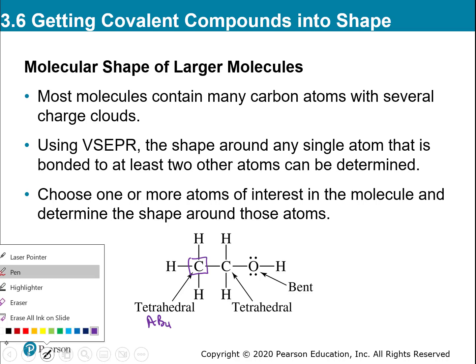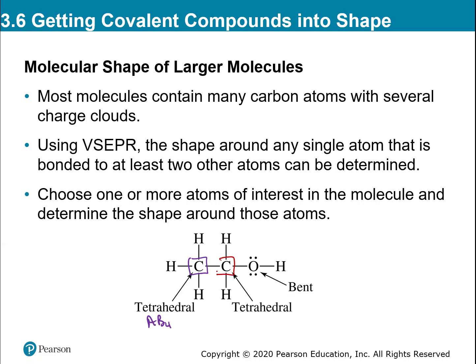But then if I look at the middle carbon, what do you think here? How many groups are connected to it? 4. And they don't have to be the same things, right? It's just 4 single bonds. So it's also an AB4 and a tetrahedral.